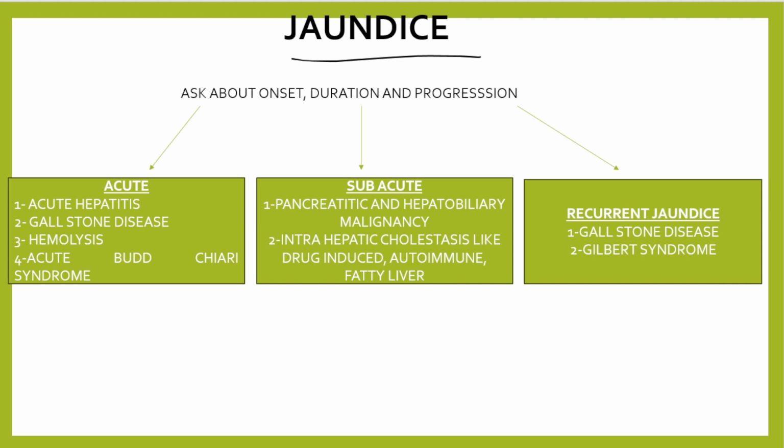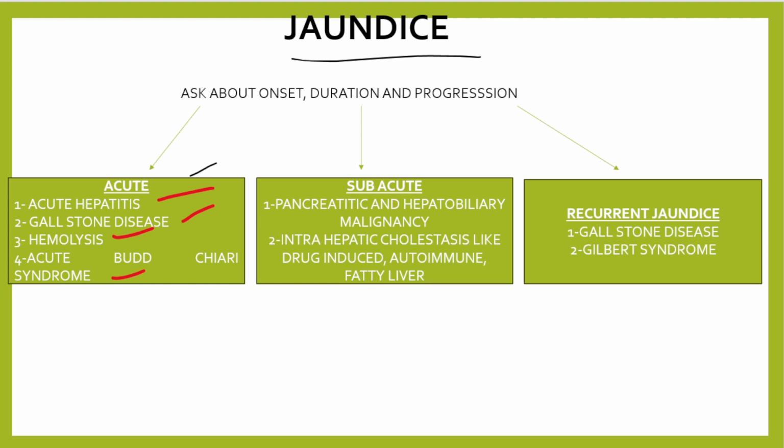And then we will ask about progression of the jaundice. After that we will get some clue where we are going. So it could be acute jaundice, subacute jaundice, and recurrent jaundice. In acute, as you all know, the most common cause is acute hepatitis, mostly viral. Gallstone disease can also cause acute obstruction and lead to jaundice. Hemolysis also causes jaundice, and acute Budd-Chiari syndrome also causes acute jaundice.